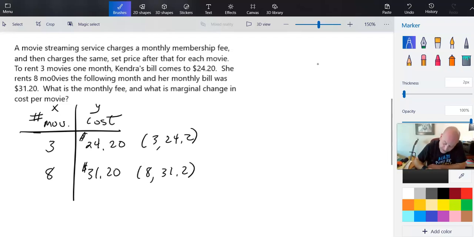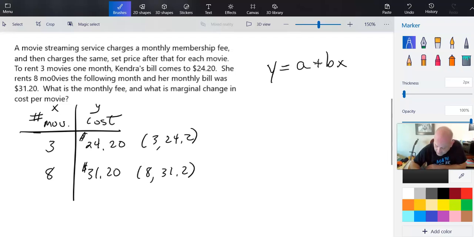Okay, now let's look at the equation of the line we need. We need Y equals A plus BX, and we know B is our marginal change. And A represents any one-time costs or anything that's a startup type of thing. So the monthly fee is going to be A, and B is going to be the cost per movie, right? Because X is the number of movies. So as I change the number of movies, we can see how the cost will go up.